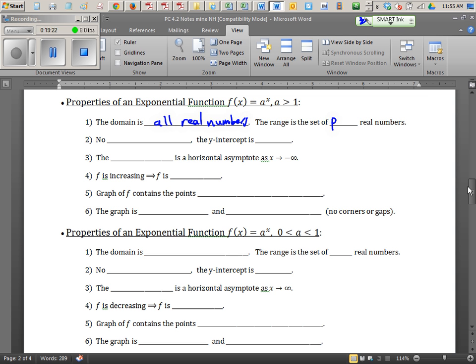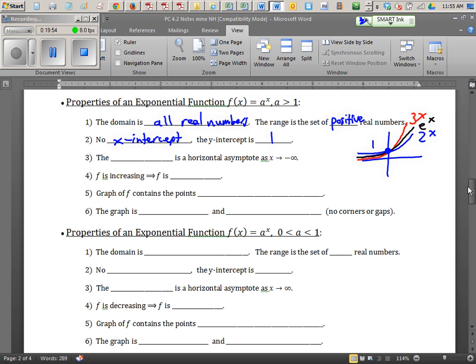The range is the set of all positive real numbers. There is no x-intercept anywhere. But the y-intercept is always 1. So whether you're graphing 2 to the x, or 3 to the x, or e to the x, they all have the same y-intercept, 1. Okay? But there's no x-intercept.